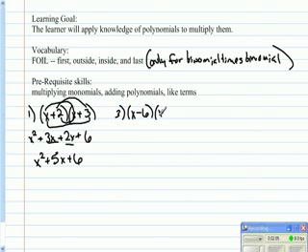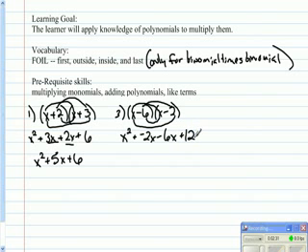Let's try another one, number 3. x minus 6 times x minus 2. So I'm going to do first, so x times x is x squared. Outside, so x times the negative 2, which is negative 2x. Inside, which is negative 6 times x, negative 6x. And the last two terms are negative 6 and negative 2, which is positive 12. These two are like terms. Negative 2 plus negative 6 is negative 8x plus 12.